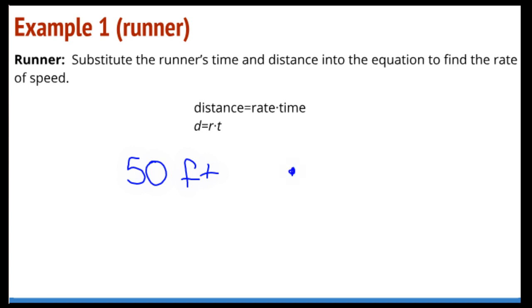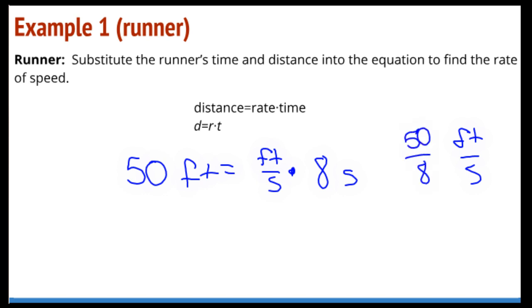And we will pretend that it took the runner 8 seconds. And I would like to know the number of feet they traveled each second, so I want to know feet per second. So I'm going to set this up as feet per second, and the feet is 50, and the seconds is 8. And I've got a little division problem here.